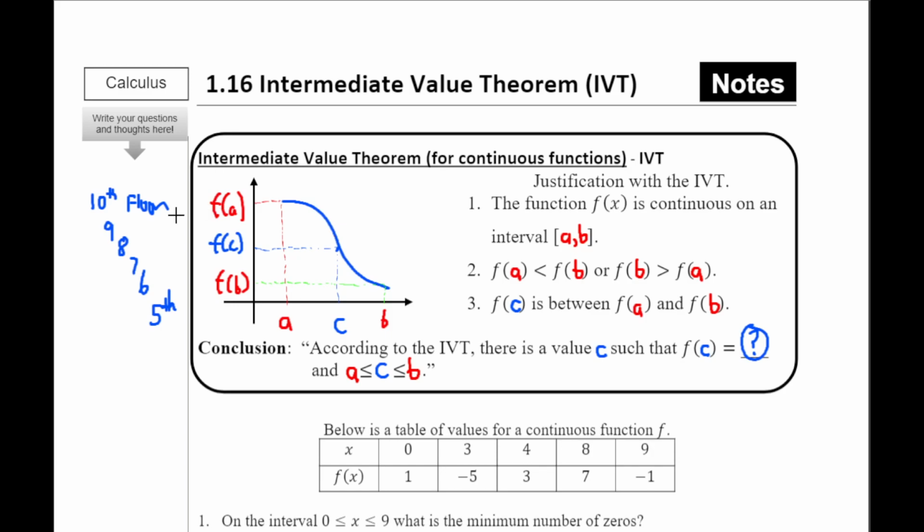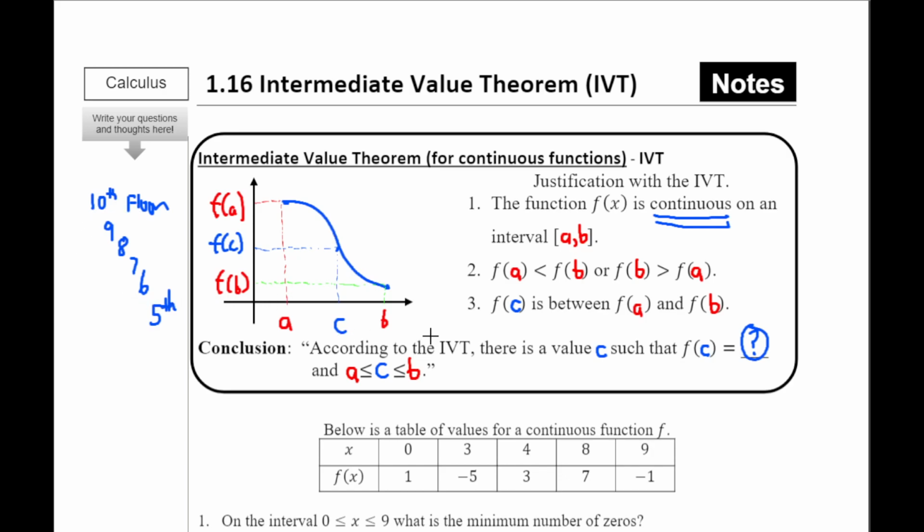If you have a value of 10 and the function's continuous, keyword, this function has to be continuous, no jumps or anything. You start with a value of 10. Let's say this value right here was 10, hypothetically. And this value here was a 5. You're guaranteed any value in between 5 and 10.